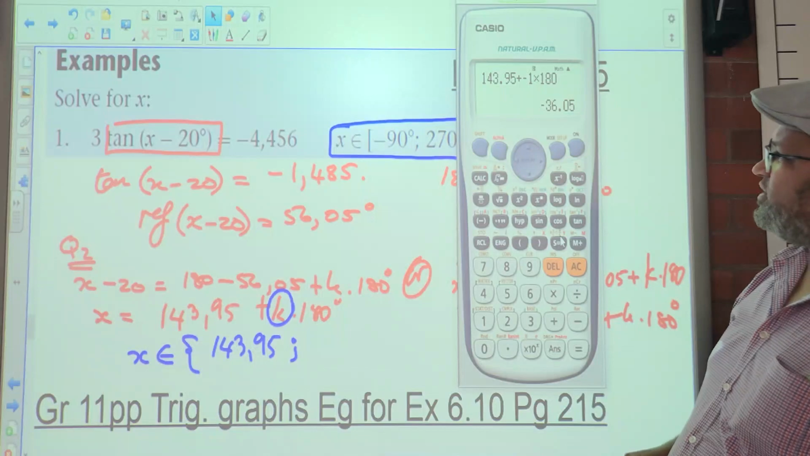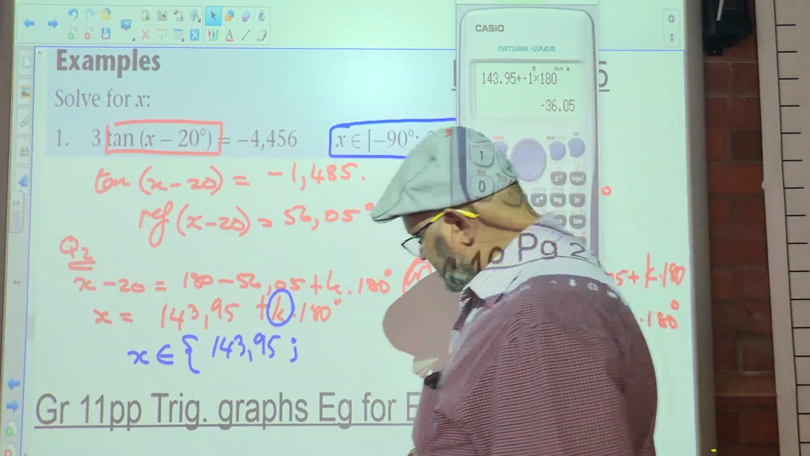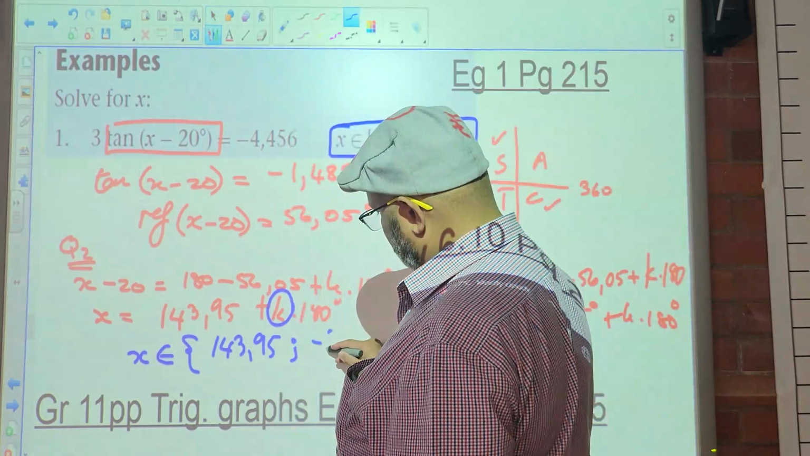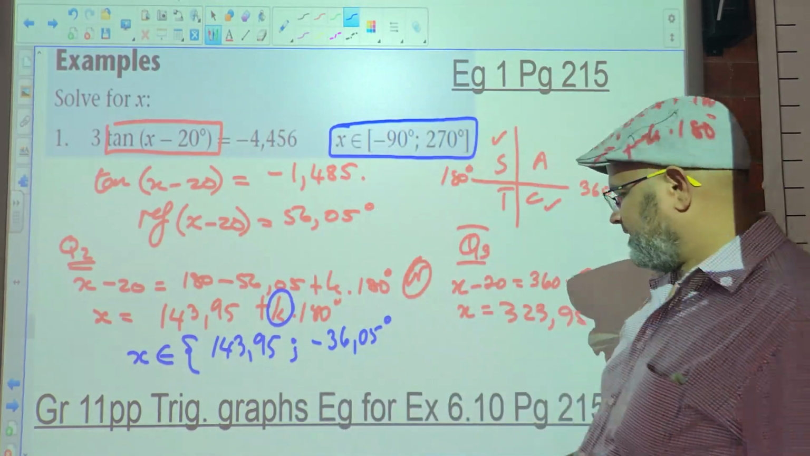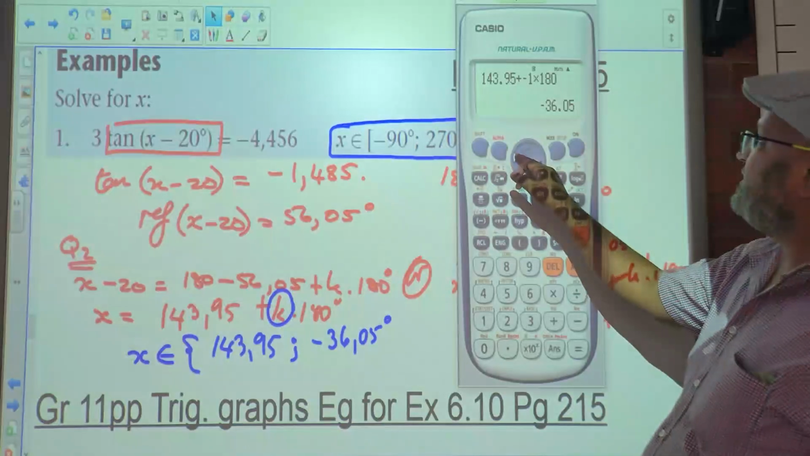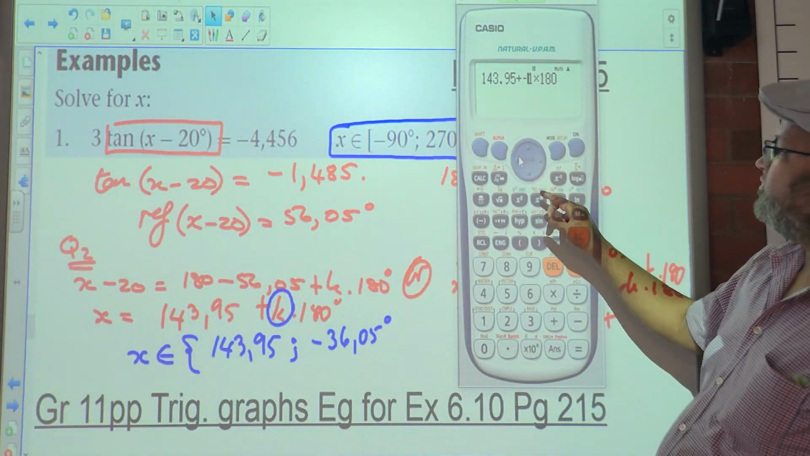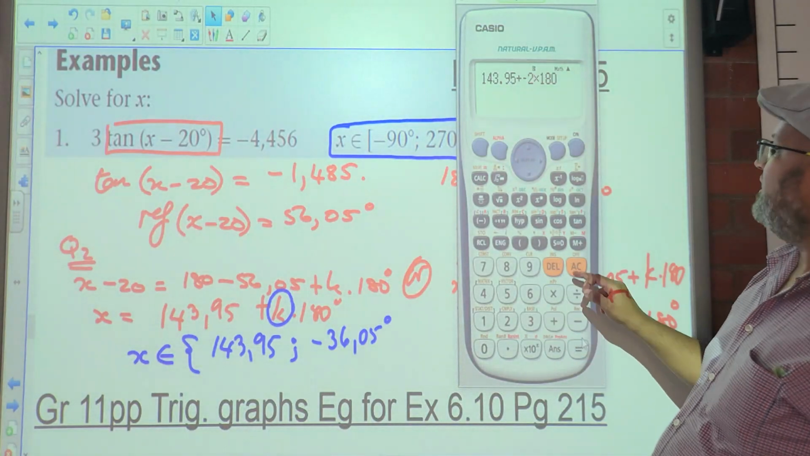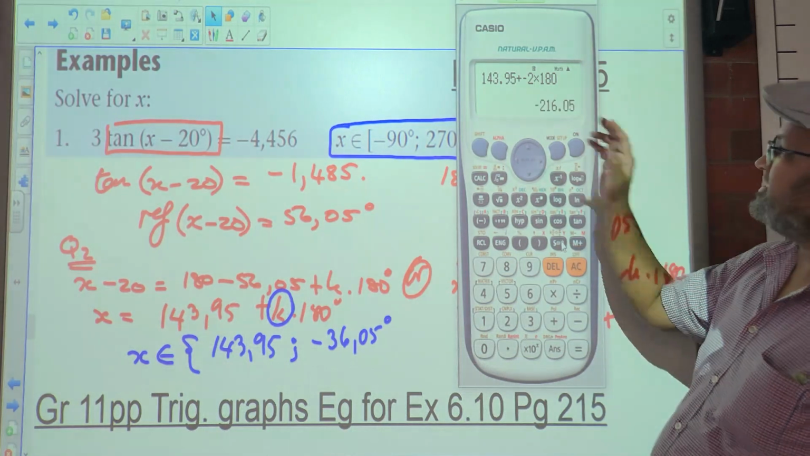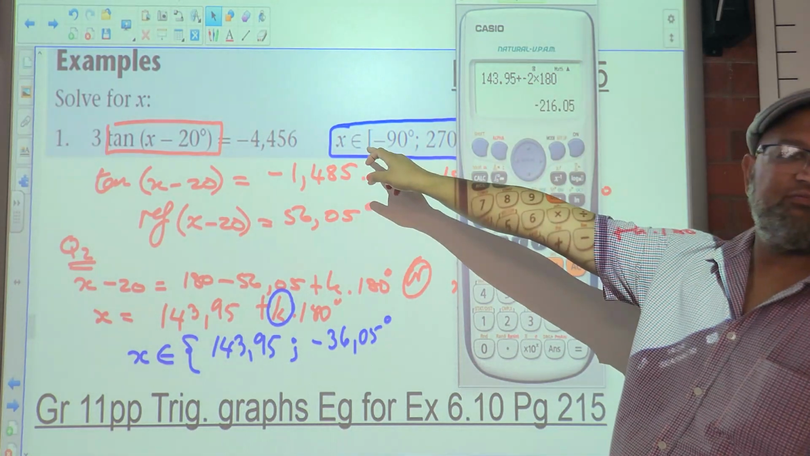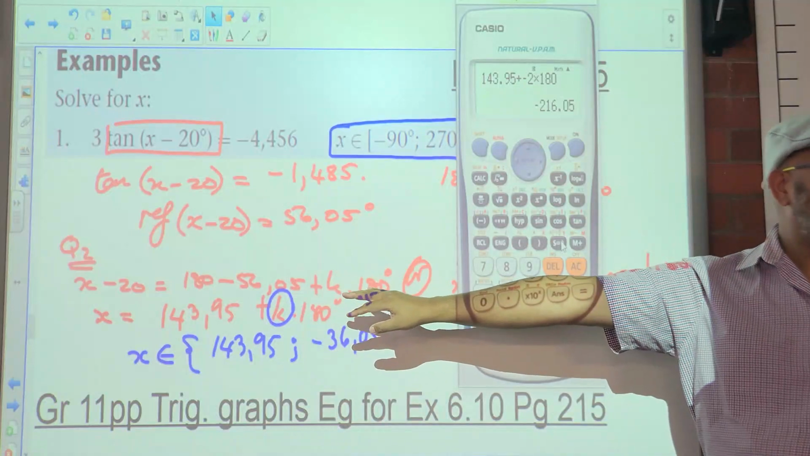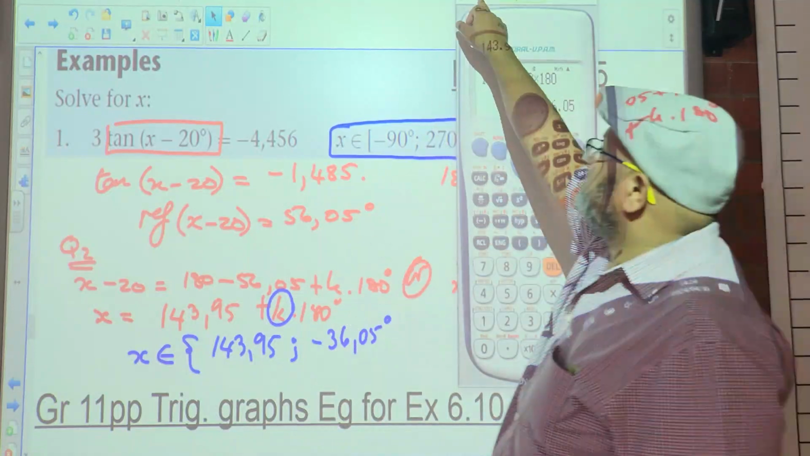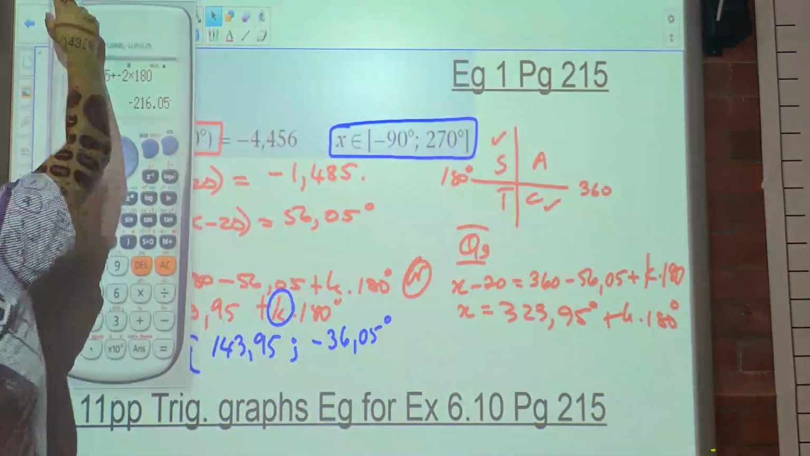Gives us negative 36,05, which is outside. What will happen if I put negative 2 in here? It will also be outside. As you can see, it's negative 216,05. You guys understand? So this branch is now exhausted, not so? So what do I do now? I try the other branch.